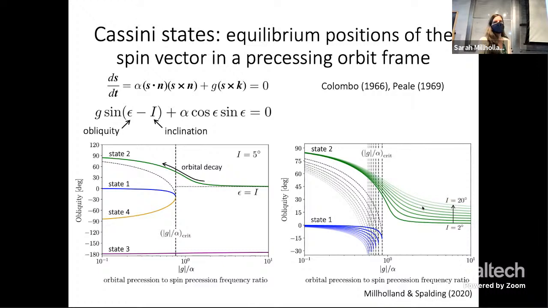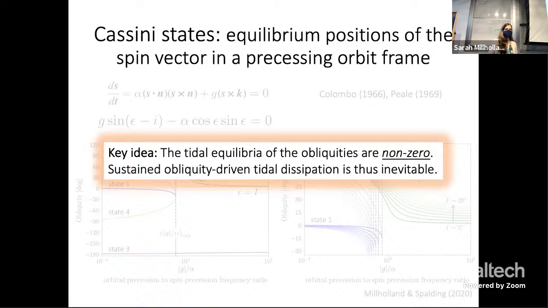This forced obliquity then leads to dissipation in the planet. And that dissipation leads its orbit to decay, to shrink a little. And this orbital decay actually decreases this ratio of G over alpha, which then further increases the obliquity. And so this begins this runaway process. But just to reiterate, the key idea is that the tidally relaxed equilibrium position of the obliquities is non-zero. And this means that sustained obliquity-driven tidal dissipation becomes inevitable.